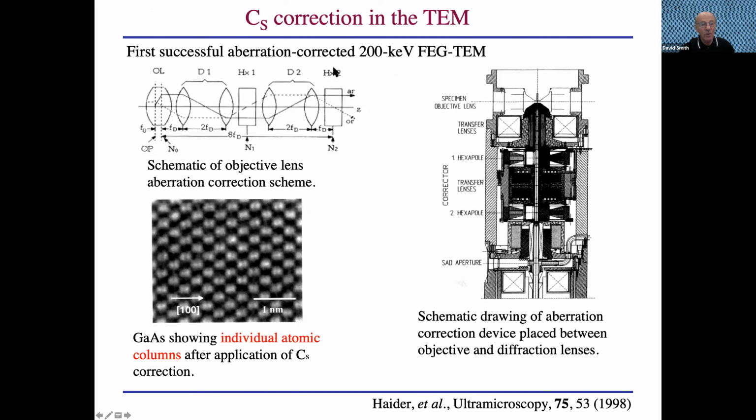Comparatively simple, we have 2 hexapoles, we have a doublet and a doublet. It just means that you increase the length of the column by about 30 centimeters. Millimeters would be great, centimeters. And you're able to get individual atomic columns once you get hardware correction.